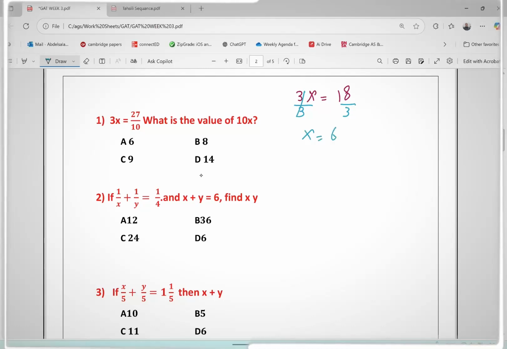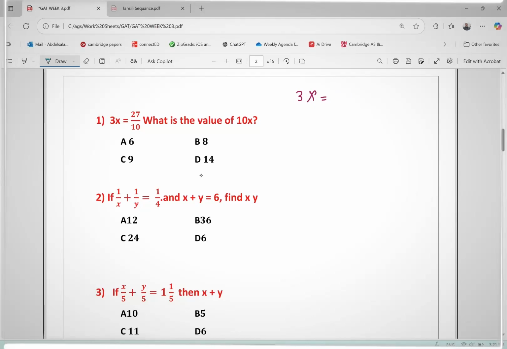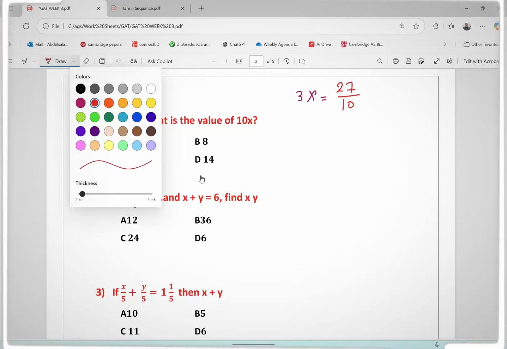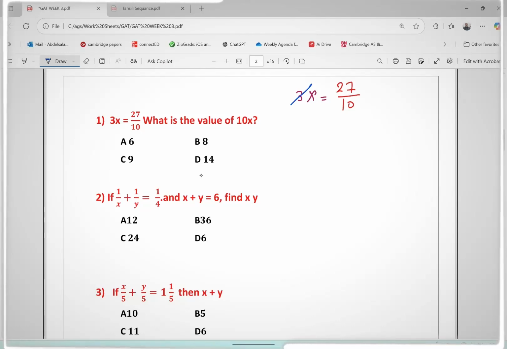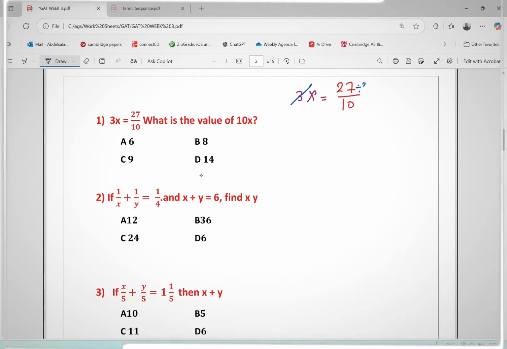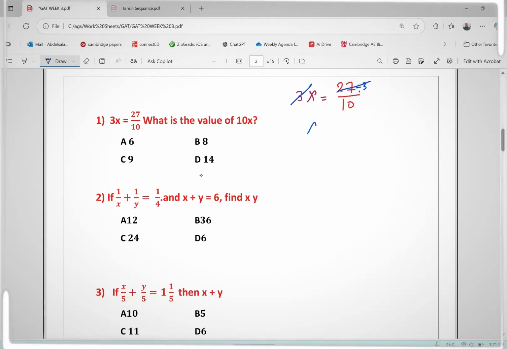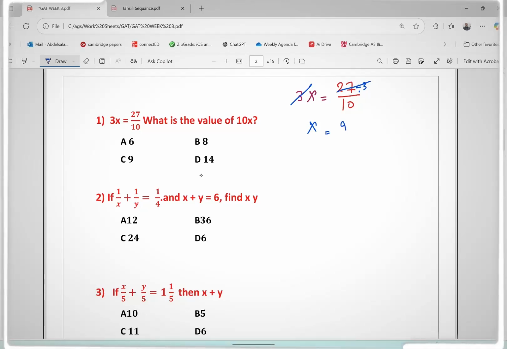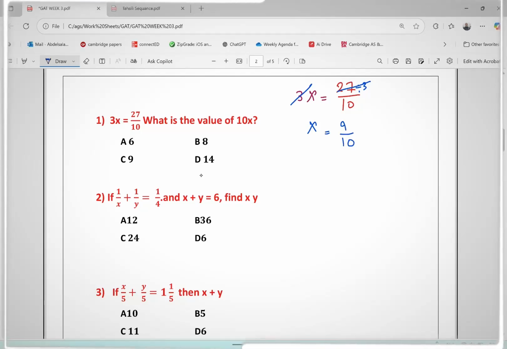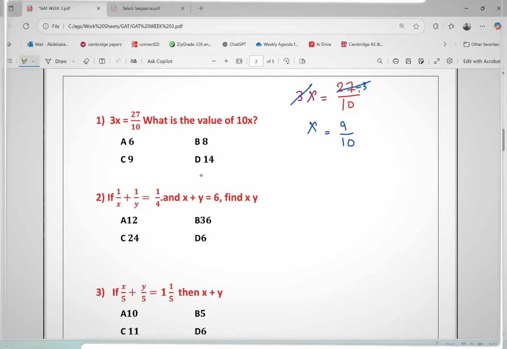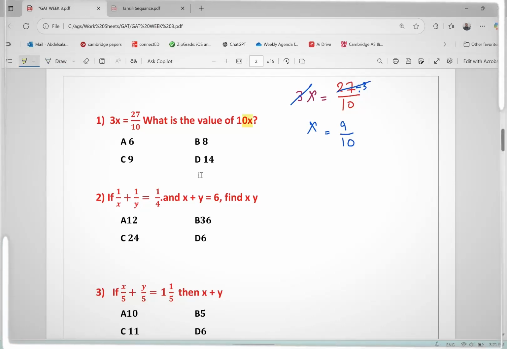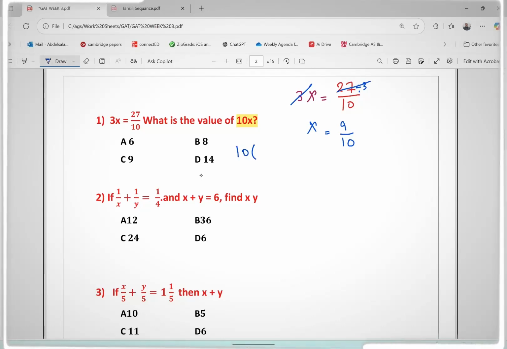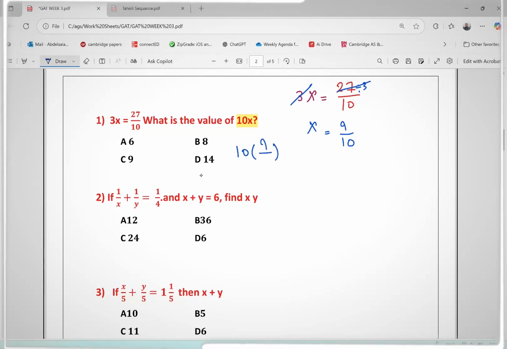Okay. Now we have the same equation, but it's 27 over 10. So can I divide by 3 here and divide here also by 3? So it will be x equals 27 divided by 3 is 9 over 10. Now the question is not x. The question is find 10x. How can I calculate 10x? It's 10 multiplied by x. We got x is 9 over 10.